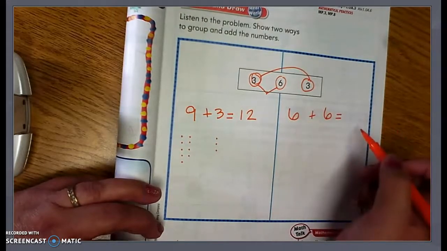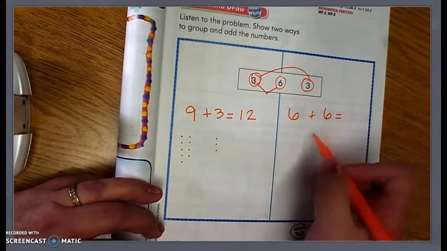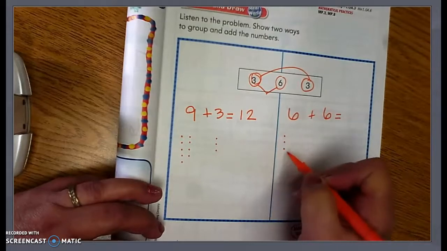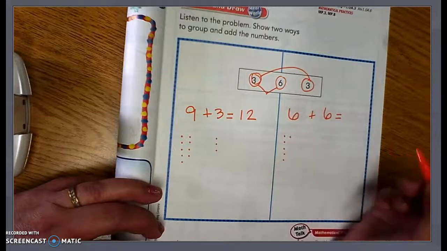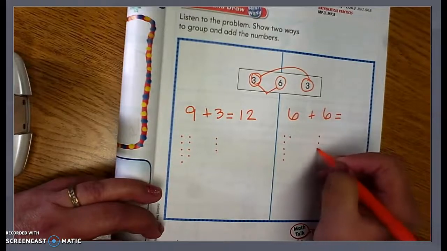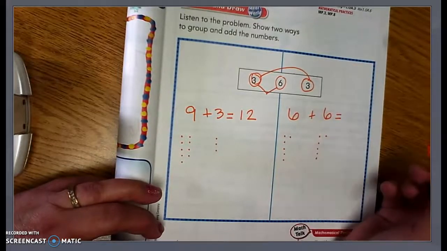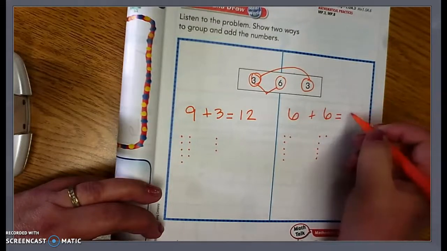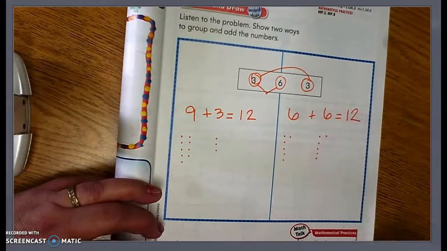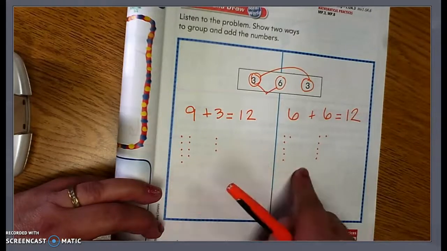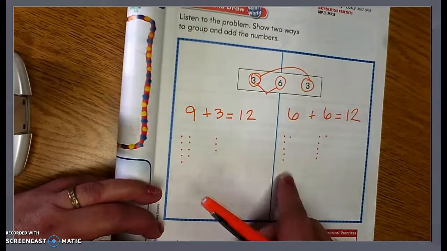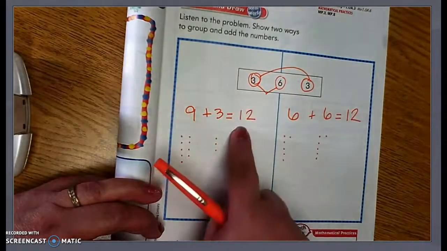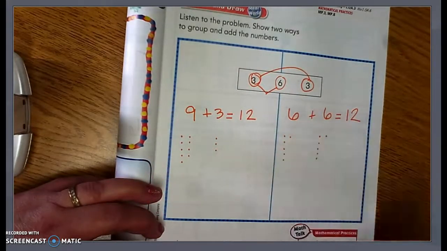Now, if you would like to draw a quick picture, that is very helpful. So I'm going to draw my quick picture. I have 1, 2, 3, 4, 5, 6. 1, 2, 3, 4, 5, 6. So 6 plus 6 equals 12. So this is 2 ways of solving for the answer, and it doesn't matter which ones we add up first because we're going to get the final answer of 12.